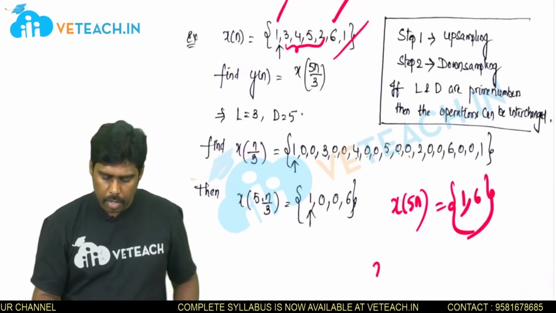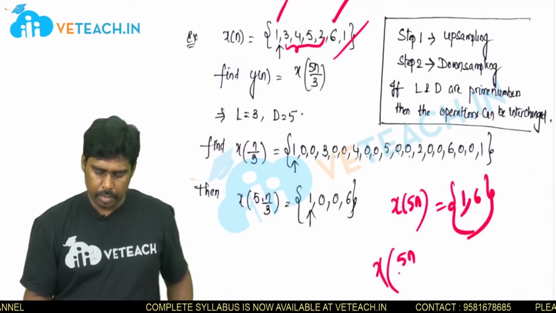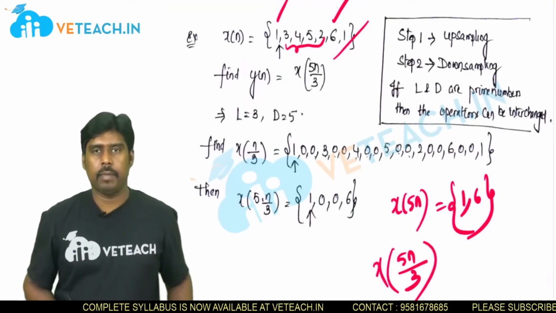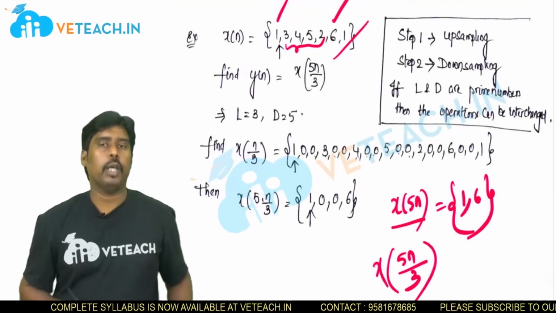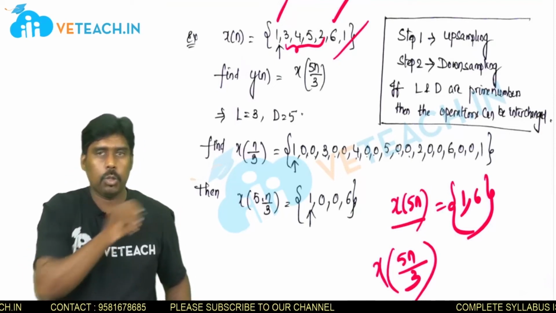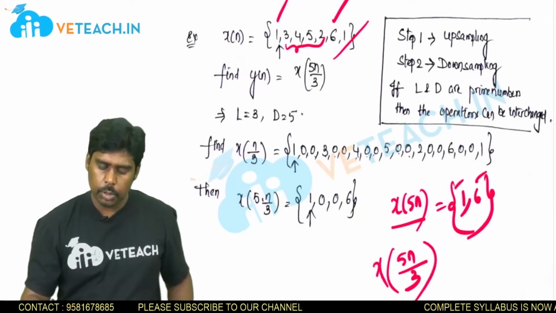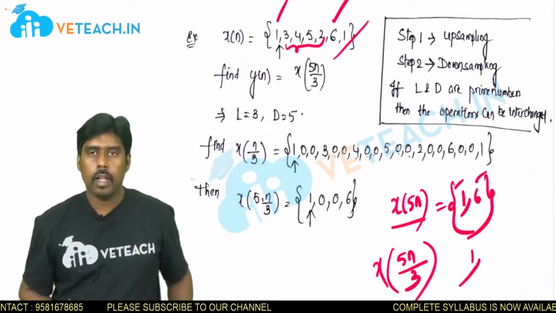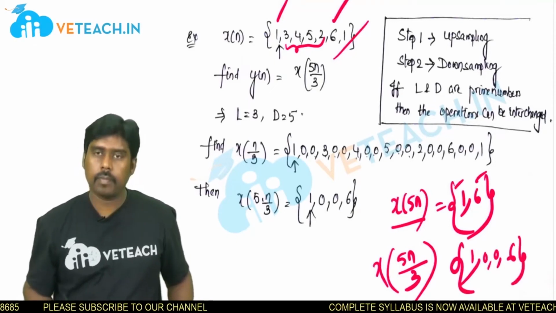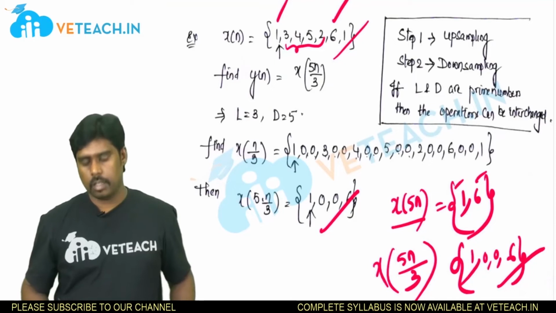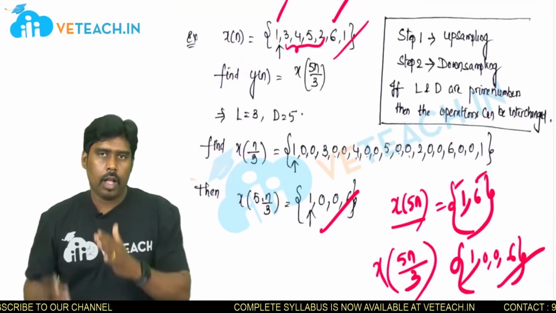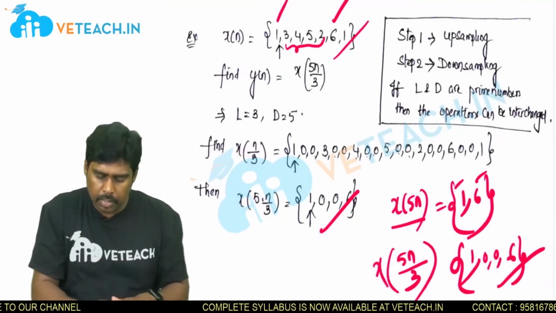Now x of 5n divided by 3. If I do this, onto this 5n I have to insert 3 minus 1 zeros between two successive samples. Here we have only two samples, 1 and then 3 minus 1, 2 zeros, and that will be 6. This is the same as the earlier result. Even if you perform upsampling and downsampling, or downsampling and upsampling, the result is the same.